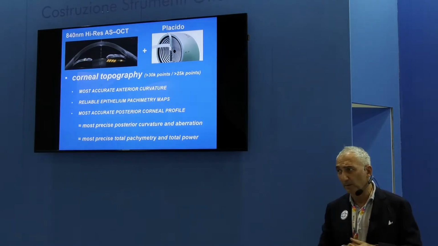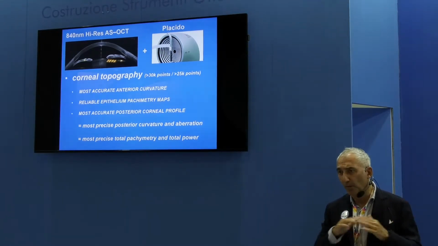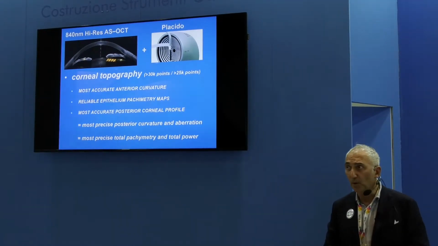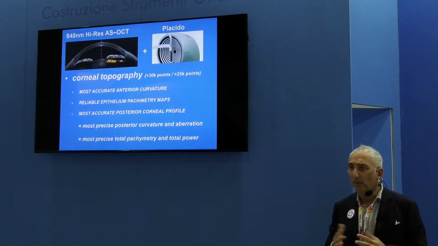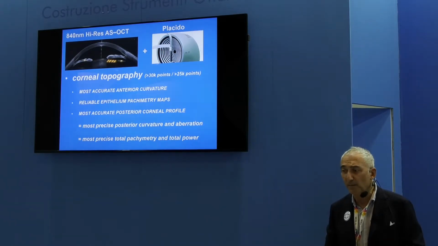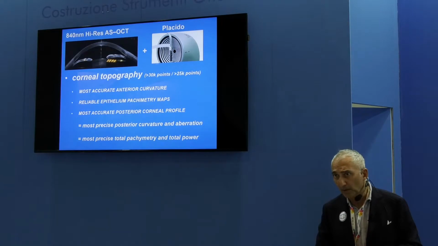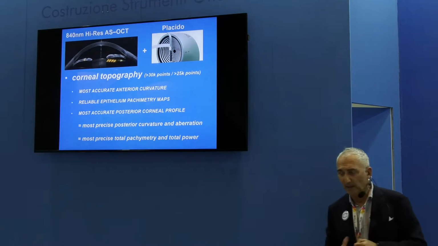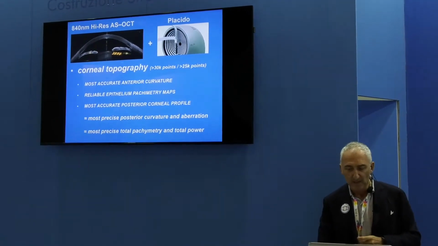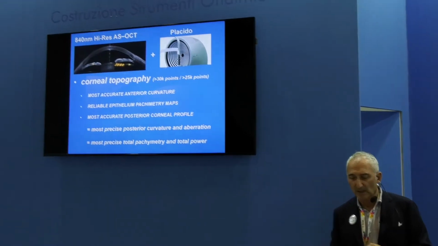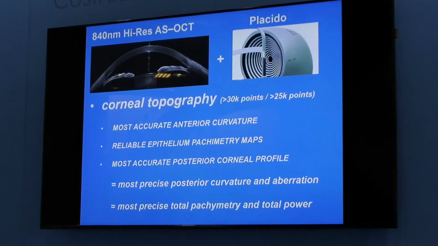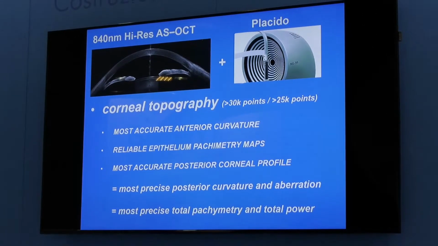So the pachymetry measurement we have, the posterior corneal profile, is very accurately measured, and for example, it's very important, it is not fooled like Scheimpflug images by faint opacities, as we can find, for example, very commonly after cross-linking procedures, or in other diseases, or in haze after refractive surgery. So posterior curvature and aberrations can be very reliable measurements, much more than with the other technologies.